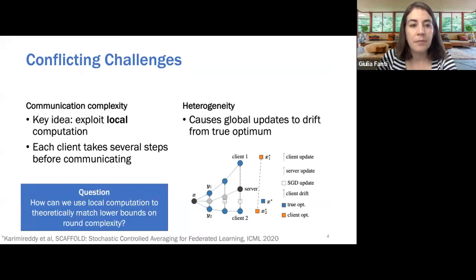So exploiting local computation isn't as simple as we might think. If we use it excessively, it's going to cause our global estimates, our global iterates, to drift away from the global optimum, which in turn can increase the communication complexity of our overall optimization problem. So the question that we want to understand is how can we use local computation to theoretically match lower bounds on round complexity?